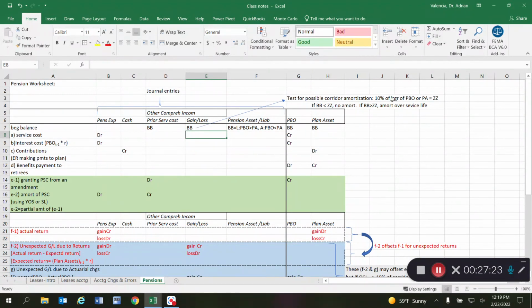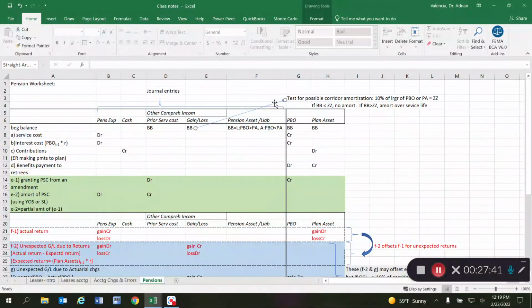So I'm saying the 10% of the larger of the PBO or the plan assets, I'm going to call ZZ. I know it's a lot of letters, but I'm trying to give you a framework to work from, a generic one that you can apply to other areas. So then I say, if you take this beginning balance, that's what I'm using here, BB. It probably wasn't the best choice of name because BB exists here and BB exists here, but you know what I'm saying.